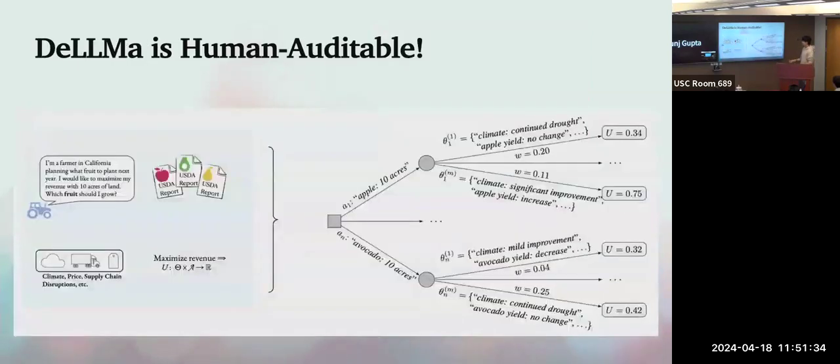Just to quickly sum up, you can convert your DeLLMa outputs into probabilistic diagrams saying this is a future scenario and you have a utility. This kind of visualization tool can help you see and audit what went awry when you're developing this kind of framework.